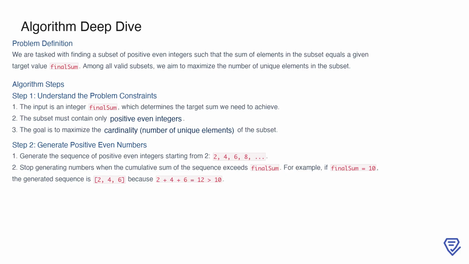The first step in the algorithm is to generate a sequence of positive even integers starting from 2, such as 2, 4, 6, 8, and so on. We continue generating these numbers until the cumulative sum of the sequence exceeds final sum. For example, if final sum is 10, the sequence would include 2, 4, and 6 because their sum, 12, exceeds 10. This sets the foundation for constructing our subset in the next steps.